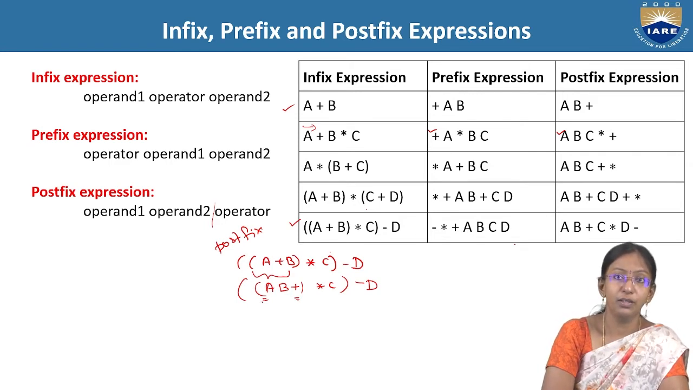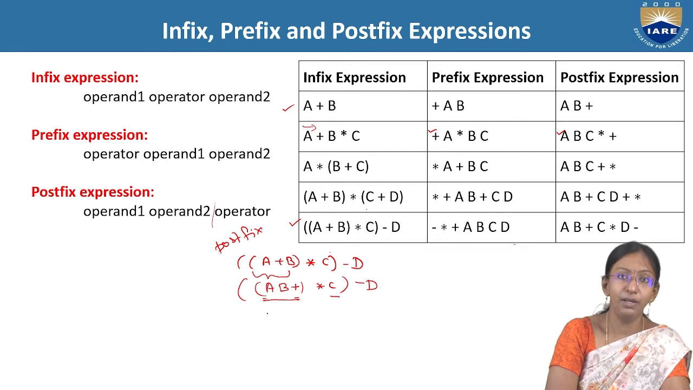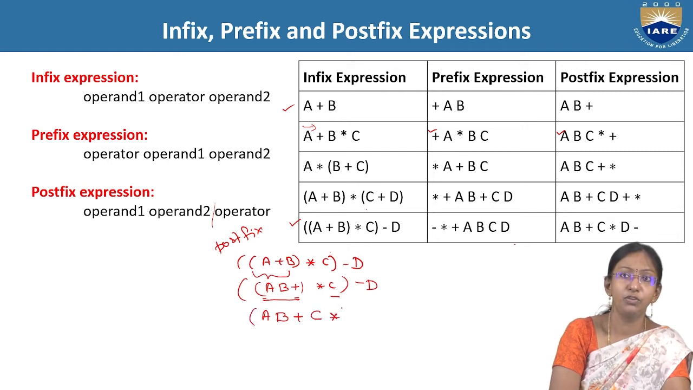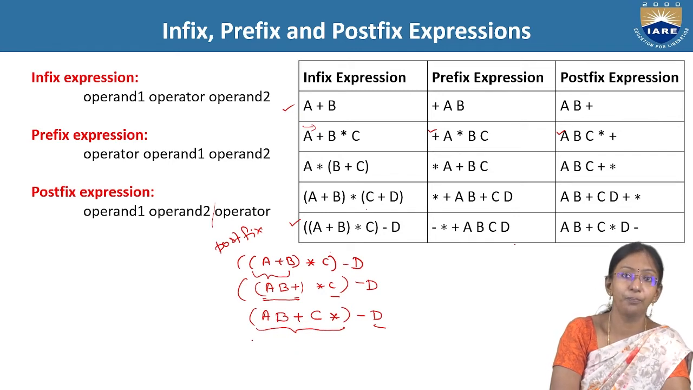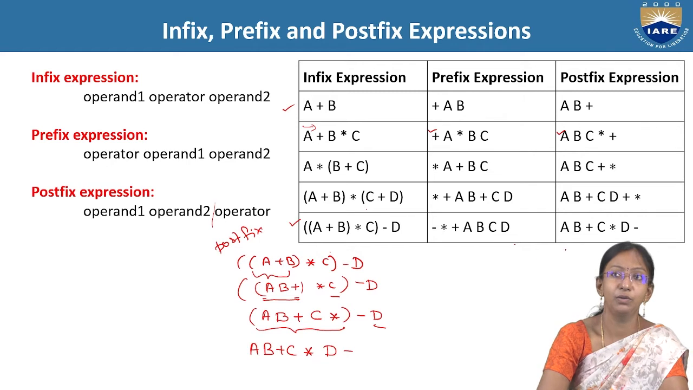Now, in this expression, A, B plus acts as the first operand, C acts as the second operand. When we evaluate it, A, B plus C star becomes the postfix expression, where AB plus C star is the first operand, D is the second operand. Let's write the postfix of the same: A, B plus C star, the first operand, followed by the second operand, followed by the operator. Have a look at this one. A, B plus C star D minus. This is the postfix expression of the given infix expression.